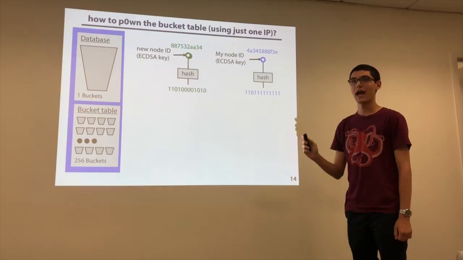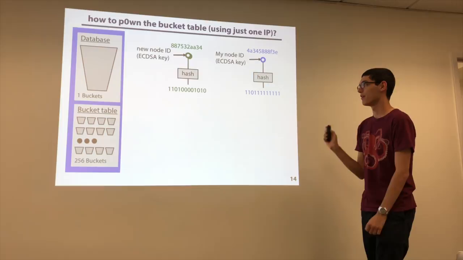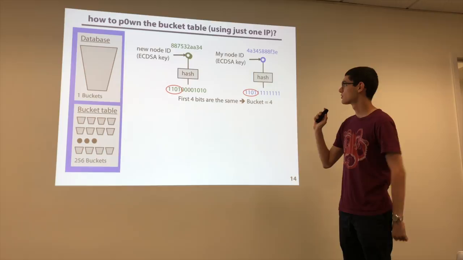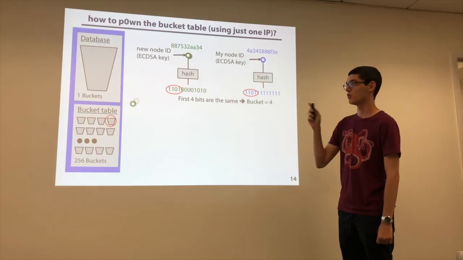So what you do is you take a hash of the public key, and the hash is SHA-3 in Ethereum. And very simple, compare the number of bits that are the same. In this case, we have 4 bits that are the same. So that means we'll put the node in bucket 4. And you also add it to the database.